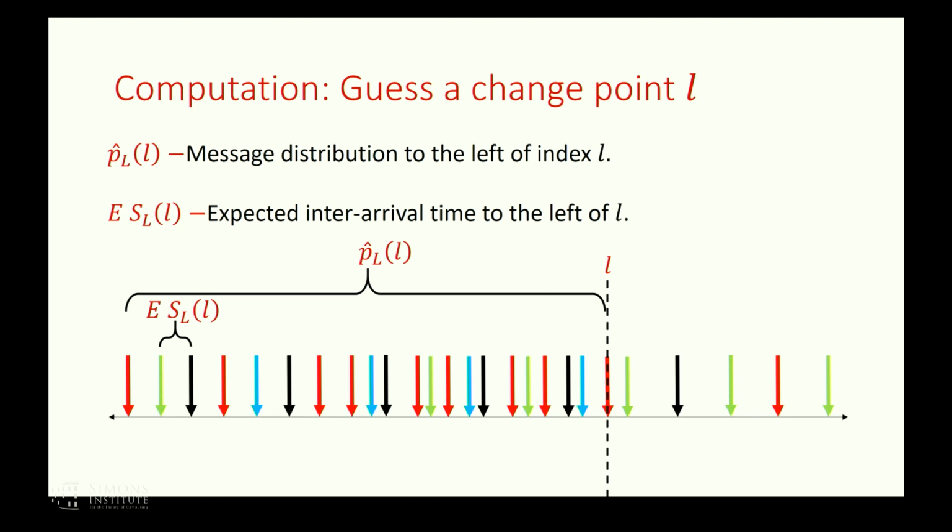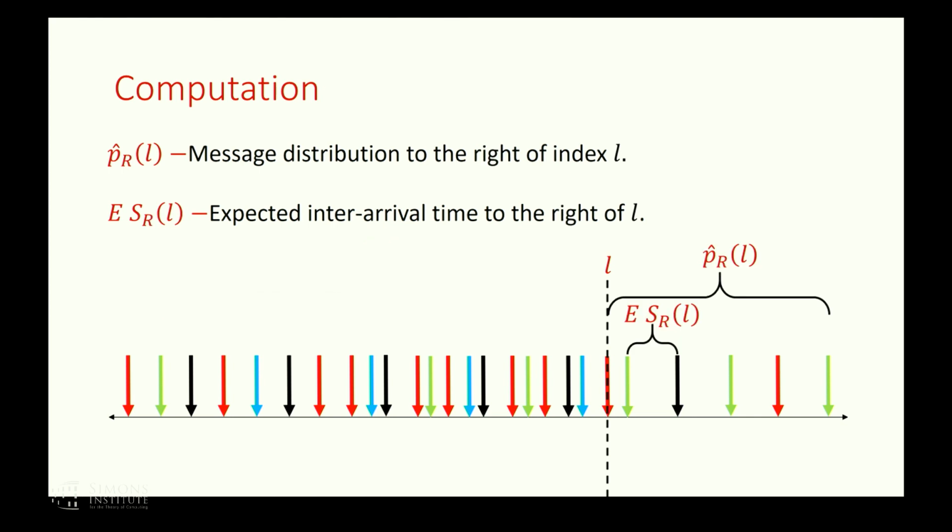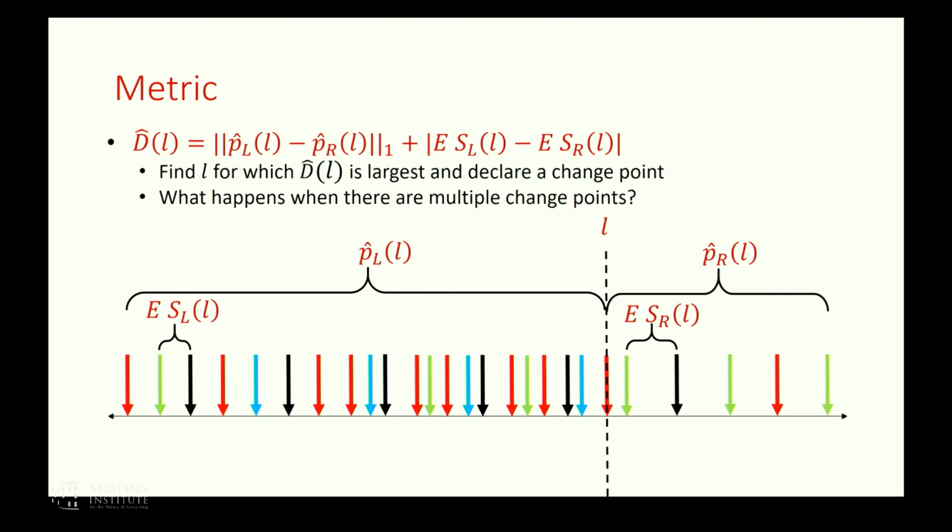The basic idea is that you would guess there is a change point at a particular location, and then you estimate the distribution of messages to the left, estimate the distribution of messages to the right, and declare the change point as the point where this difference is the largest. You sweep through this whole message set and declare that is the point. Of course, you might have a threshold: if this difference is above a threshold and maximized at some point, you declare that's a change point.